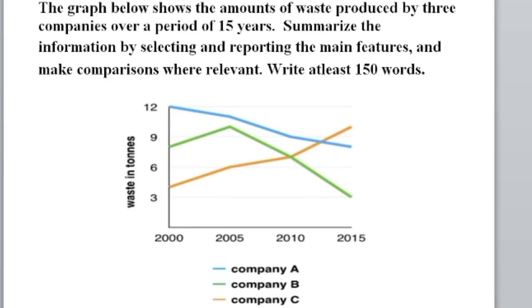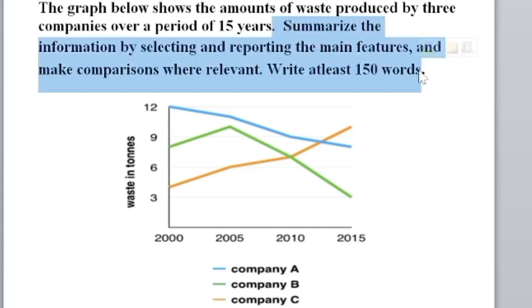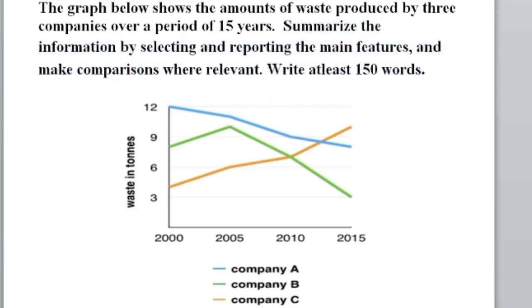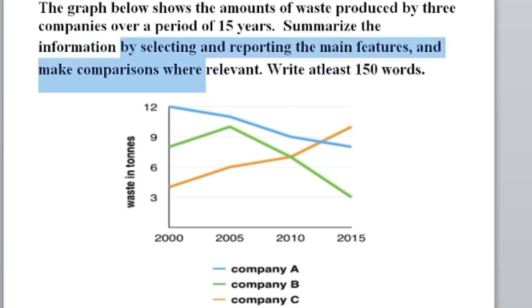So here we have a very common statement. This statement will always remain the same. Summarize the information by selecting and reporting the main features. So this is the keyword here: selecting and reporting the main features and make comparisons. So guys, after getting these keywords, selecting and reporting only the main features and making comparisons, in your answer you have to make comparisons. So without further ado, let's go ahead.